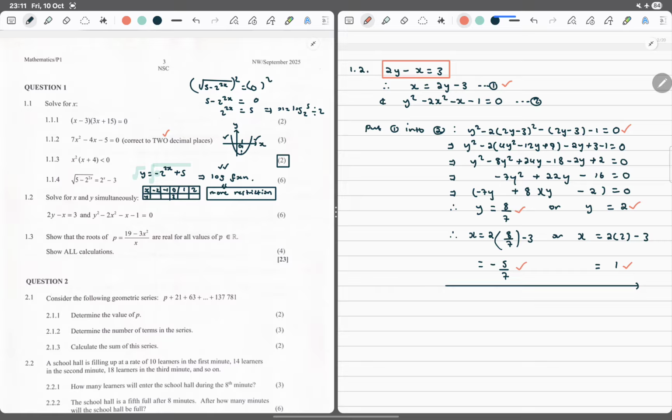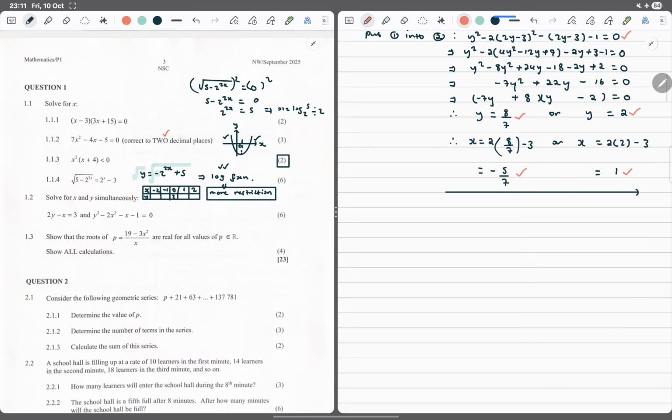So guys, this is very easy, and you know how useful this topic is when we get to functions and beyond. Okay, points of intersection. Very, very important. Okay, we've got our 6 marks and we smile on. So let's see 1.3. The question says we need to show that the roots of p equals 19 minus 3x squared all over x are real for all real values of p.